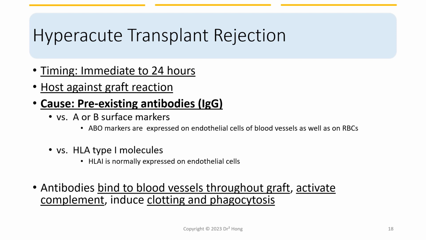If they carry very different ABO markers and HLA type 1 markers, that would be problematic because these blood vessels are in constant contact with the circulation. They will start to have a very quick response to those pre-existing antibodies. These ABO antibodies would bind to the blood vessel through the graft and lead to complement activation, also inducing phagocytosis and clotting. The end result is hemorrhage of the graft vasculature, therefore destroying the grafted organ.